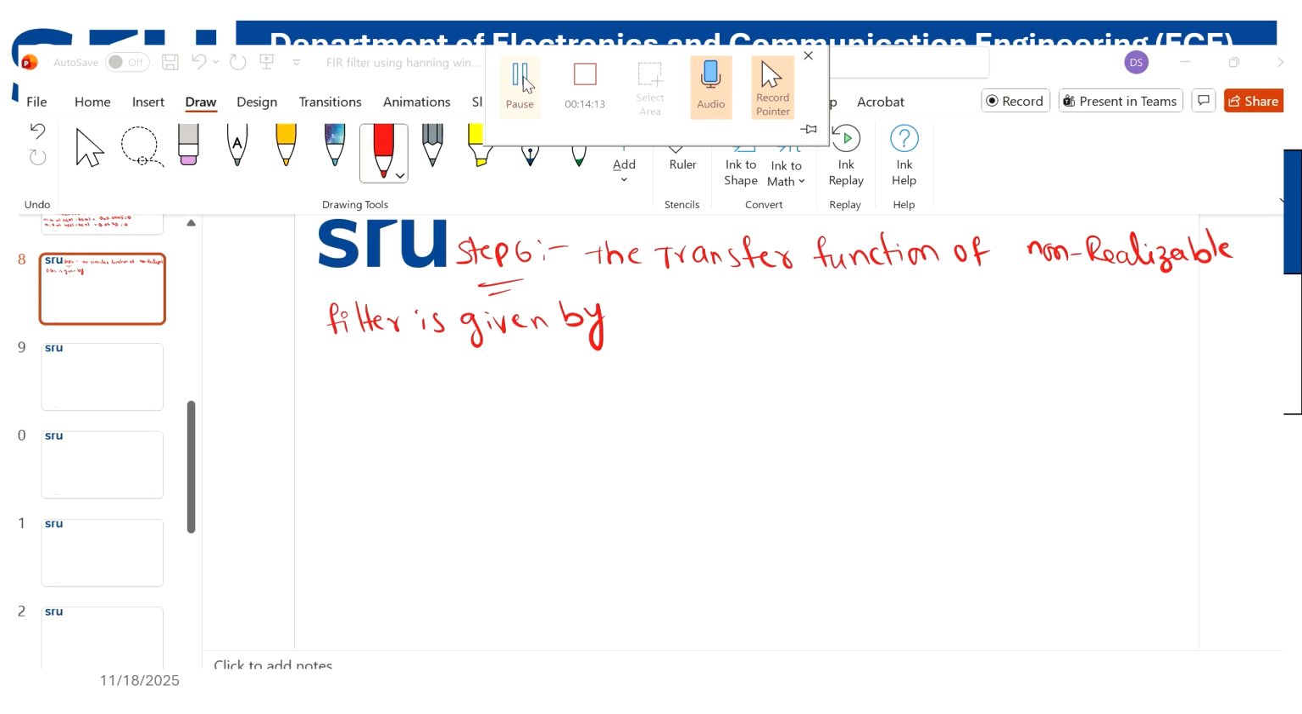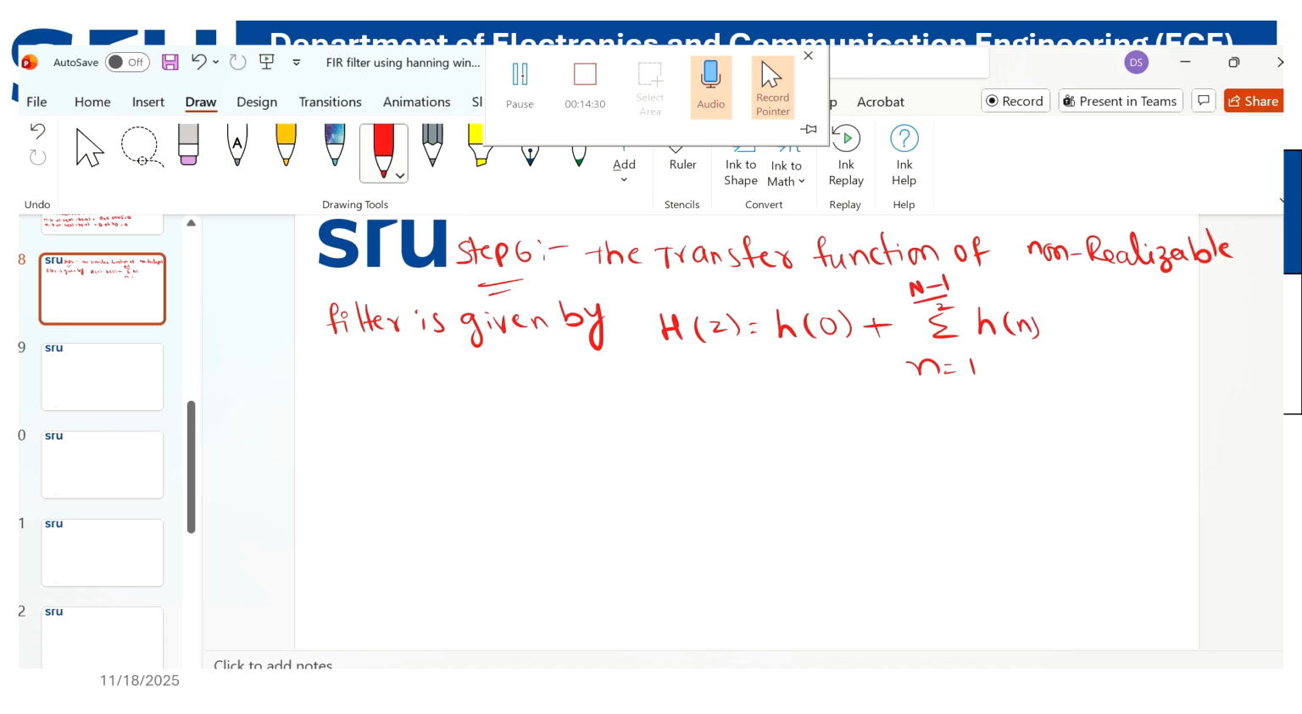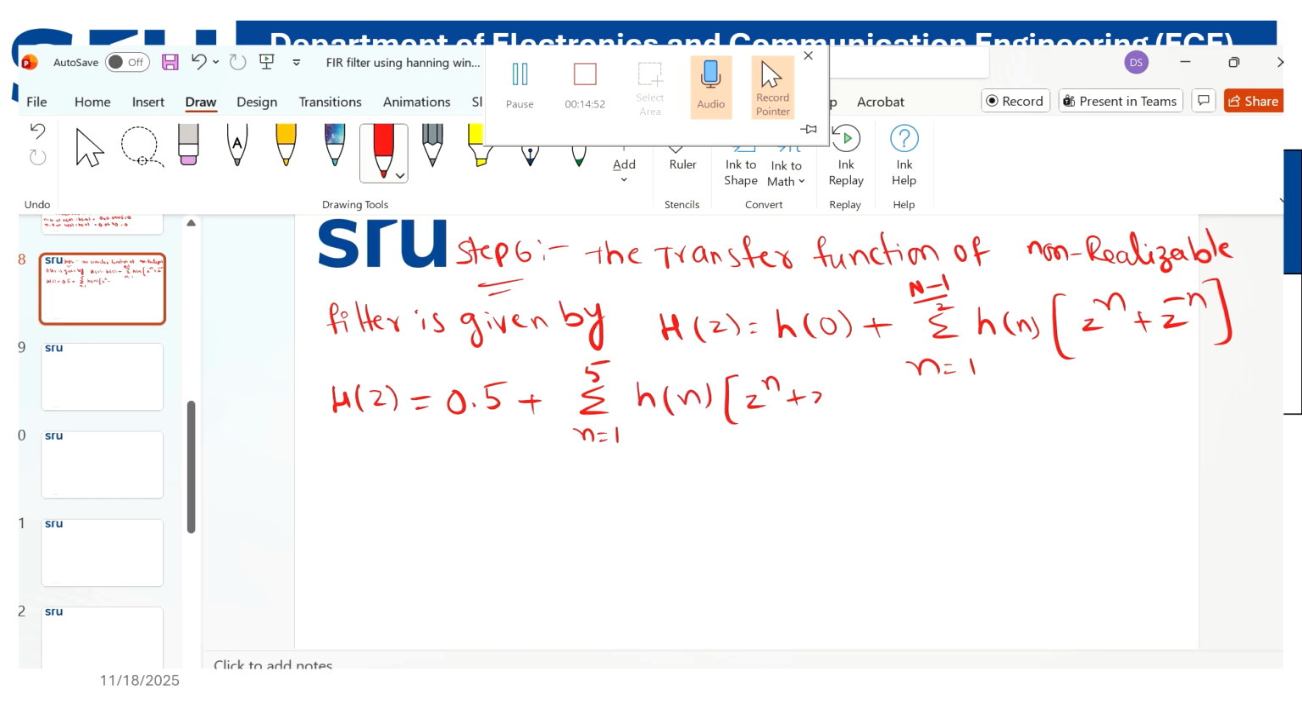Next step is regarding finding the transfer function of the non-realizable filter, and it is given by the formula h of z is equal to h of 0 plus summation of n is equal to 1 to (N minus 1) by 2, h of n as a common, z power n plus z power minus n. Now h of z will be equal to, from the above analysis, the h of 0 value is 0.5 plus, substituting the order of the filter as 11, (11 minus 1) by 2, that is 5, h of n, z power n plus z power minus n.